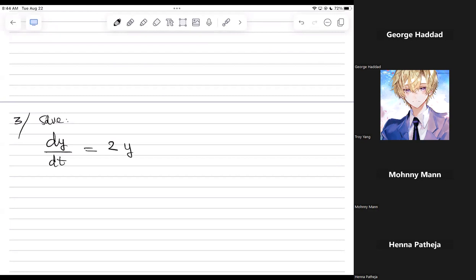dy over dt equals 2 times y plus 1 times y plus 2, with the initial condition y of 0 equals 2. Okay, so you see dy over dt here, right? So we need to find y of t.